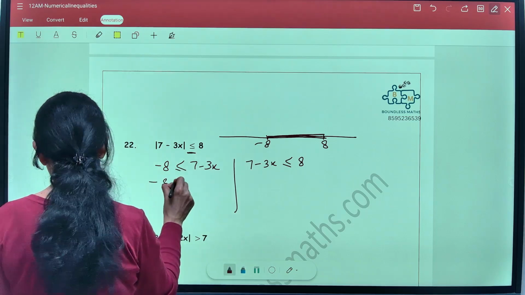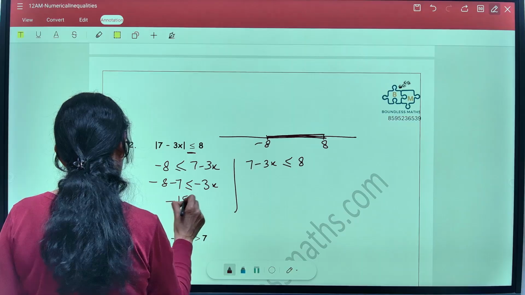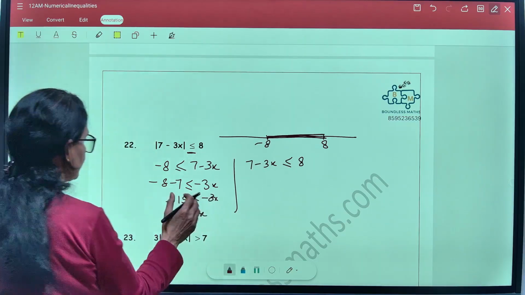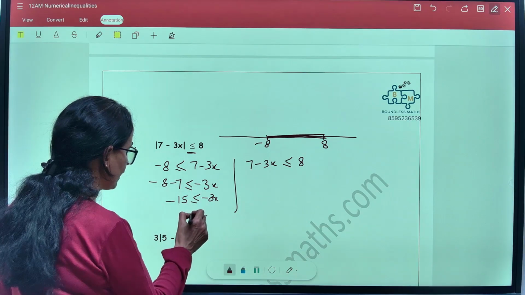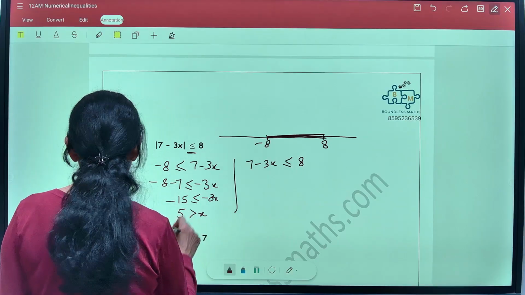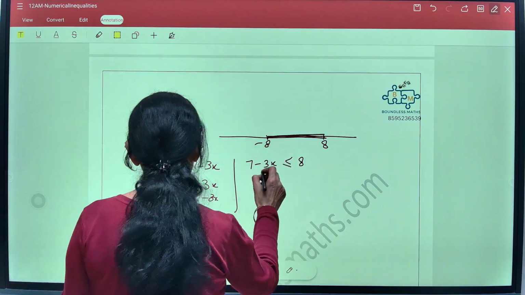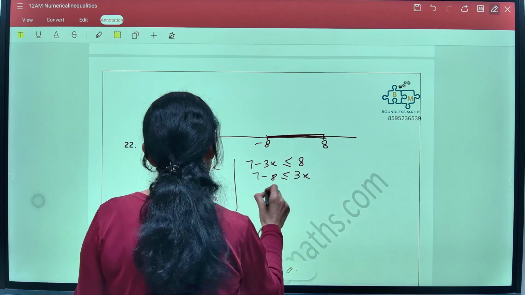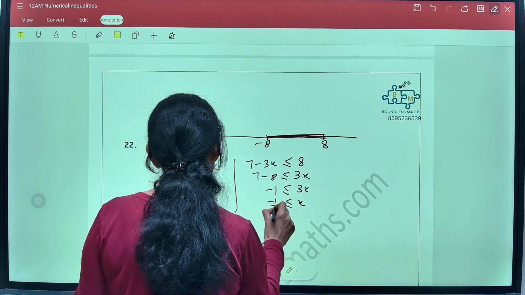Let's solve the first one. Minus 8 minus 7 less than equal to minus 3x, minus 15 less than equal to minus 3x, and that means x. Now because again minus sign, be careful when there is a negative coefficient of x. So divide this by minus 3 throughout, the sign will flip. Less than equal to will become greater than equal to. So that means 5 is greater than equal to x. Okay, let's look at the other side. 7 minus 3x. So this is 7 minus 8 less than equal to 3x, minus 1 less than equal to 3x. So x is greater than equal to minus 1 by 3.